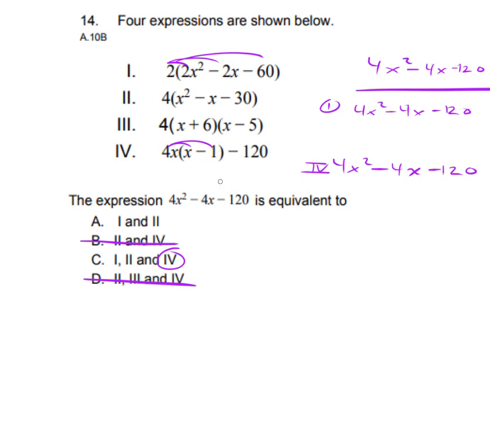Now notice, because I was a little bit smart about how I did it, I had to do a lot less work. I only had to do 2 of these, right? So always try to work a little bit smarter, not harder. So you've got 4x squared minus 4x minus 120. Since 1 and 4 are both equivalent, I know my answer must be C. A should have 4, and it does not.